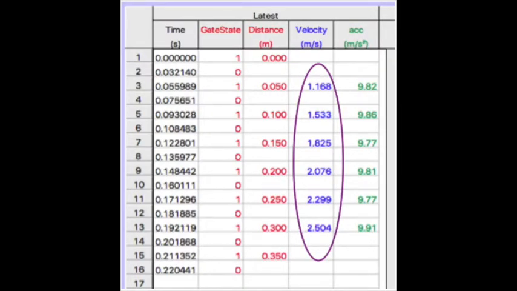The data shows that the velocity was increasing. This velocity versus time graph gives us more information. The shape of this graph is a slanted line. That means the object was increasing its velocity at a constant rate. That shows an acceleration. The slope of a v versus t graph is the acceleration of the object.